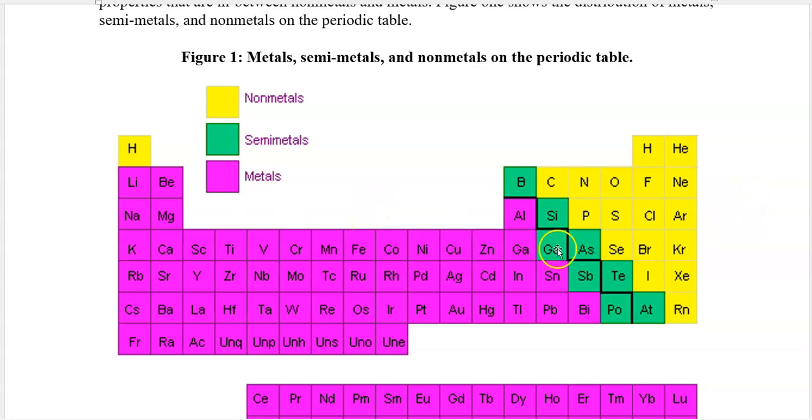So as a couple examples here, if you took argon, argon's a nonmetal, we would expect it to be an insulator, and it is. It does not conduct electricity. Whereas if you took something like iron, Fe, we would expect iron to be a conductor. Electricity can flow through it, and sure enough, it does.